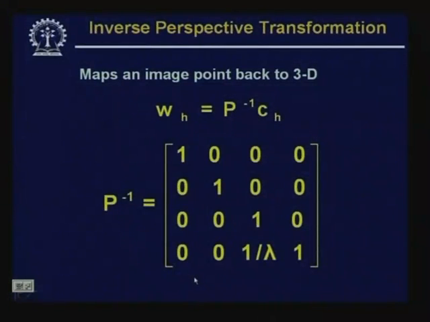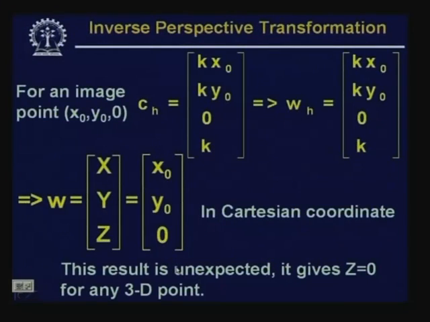And you can easily verify that this transformation matrix is really an inverse of the perspective transformation matrix P, because if we multiply the perspective transformation matrix by this matrix P inverse, what we get is really a unit matrix. Now, given this inverse perspective transformation matrix, assume an image point, say x naught, y naught, and we want to find out the corresponding 3D world point W to which this image point corresponds.